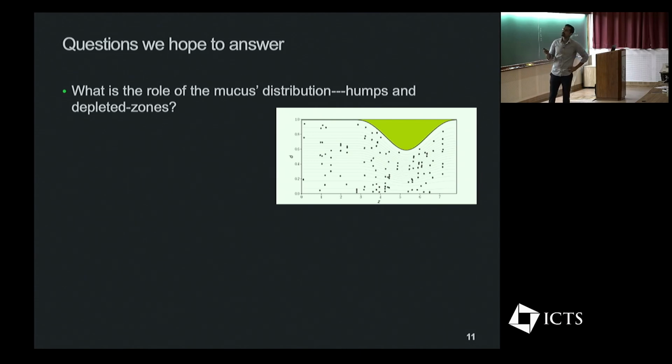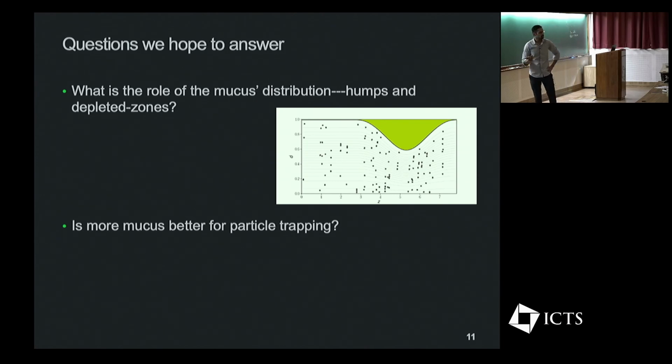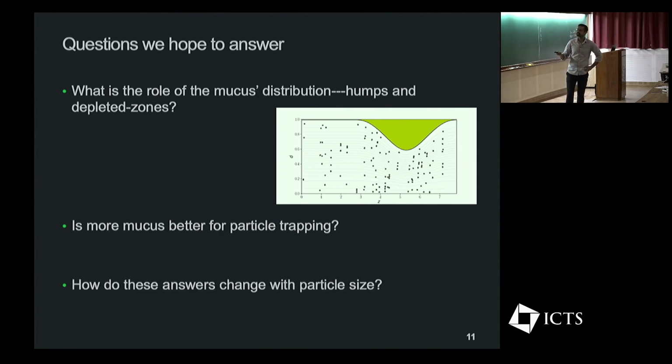So these are the questions that we want to answer broadly in this work. One is, what is the effect of this mucus distribution of humps and depleted zones, right? And how does it affect particle trapping? One basic question is, is more mucus better? You'd think naively that if I need to trap particles, there should be more mucus, but we shall see whether things are as obvious. And then, how do these answers change with the size of the particle, because the mechanisms change from Brownian to non-Brownian.